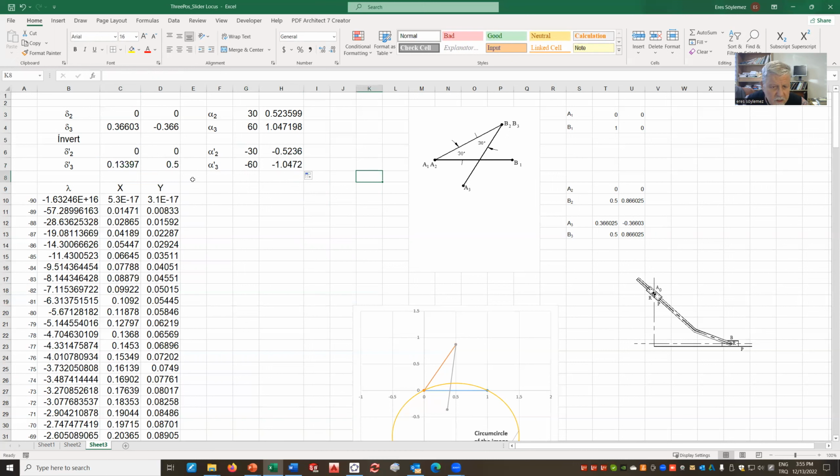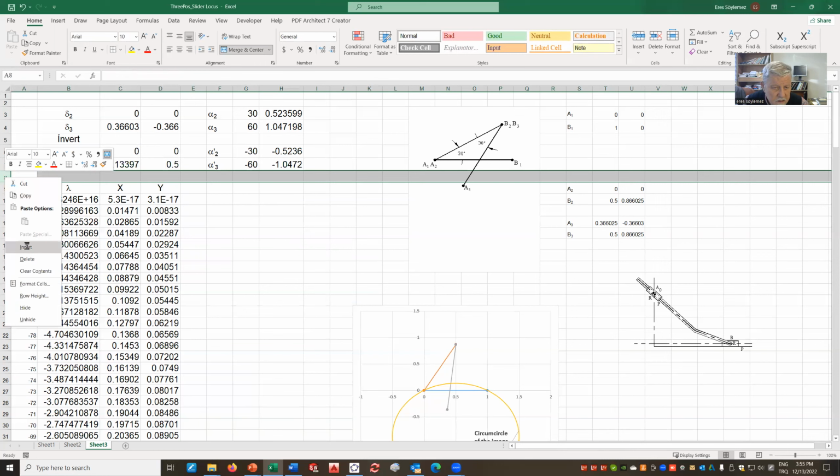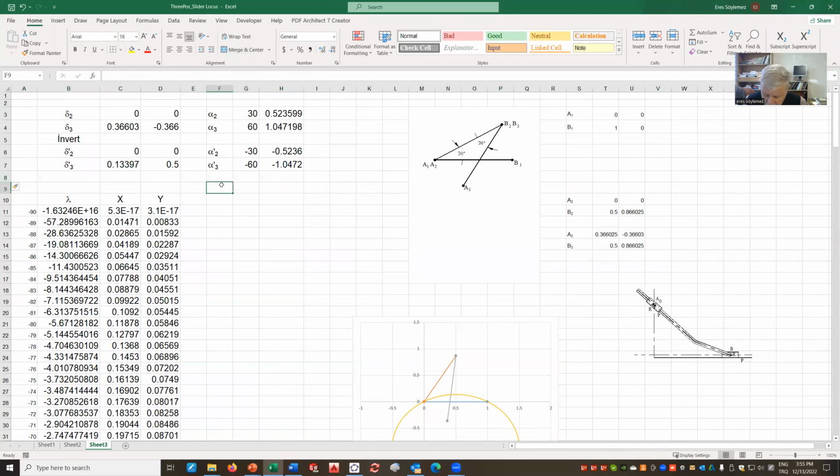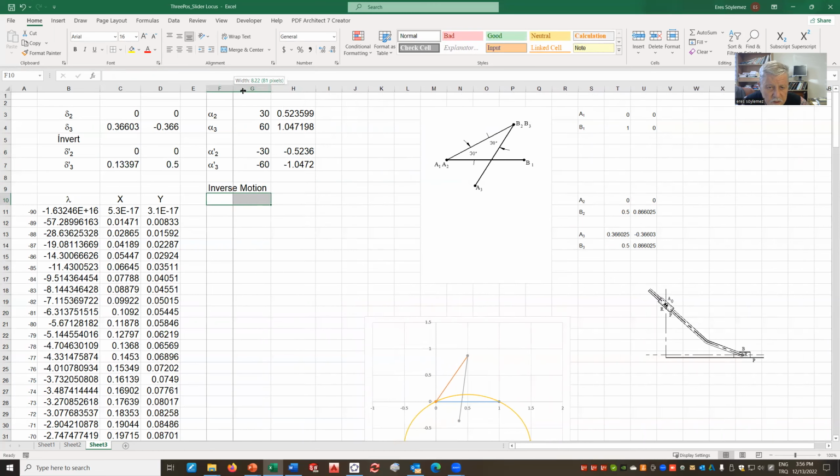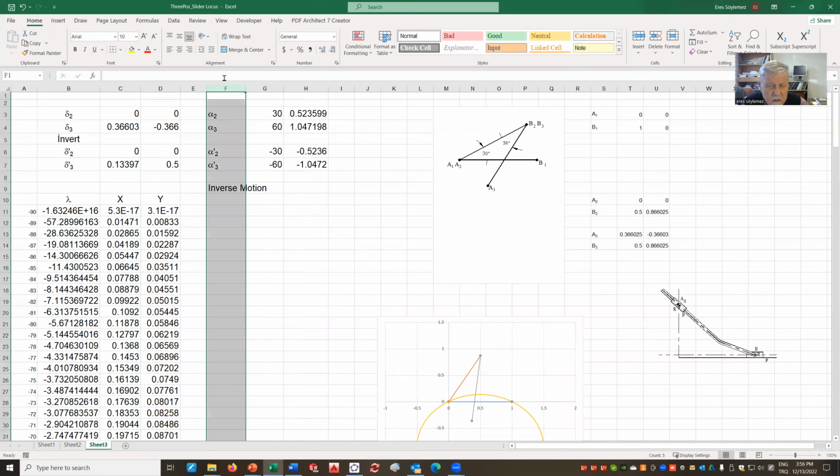I can use the same lambda. I will write, maybe I should insert one more. Right. Inverse motion. Again, take xy. Maybe I should increase this size. Mark these two cells again.